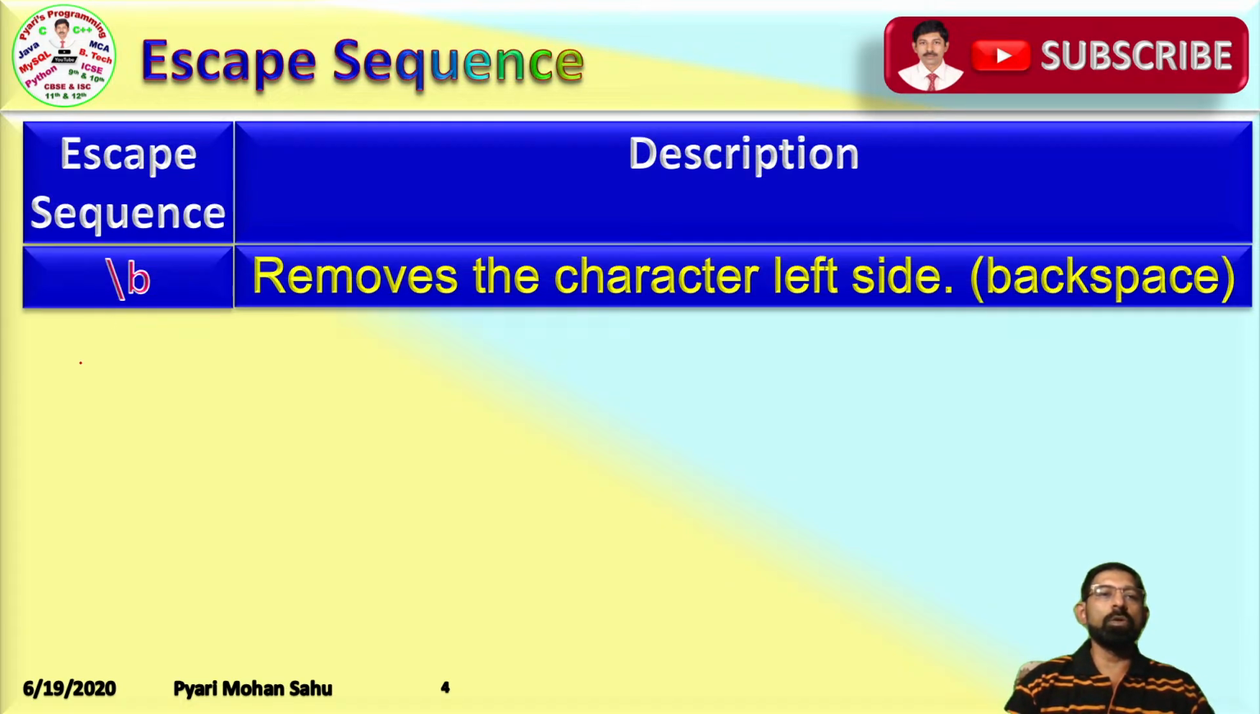The next escape sequence is \b, for backspace. Again, normally after displaying, the cursor is over here. But if I'm using \b over here, what is it going to do? It is going to take the cursor over here by removing this one. Again, one more backspace is going to remove this one. So it removes the character on the left side. Mind it, the character to the left of the cursor position will be deleted. It is a backspace character.